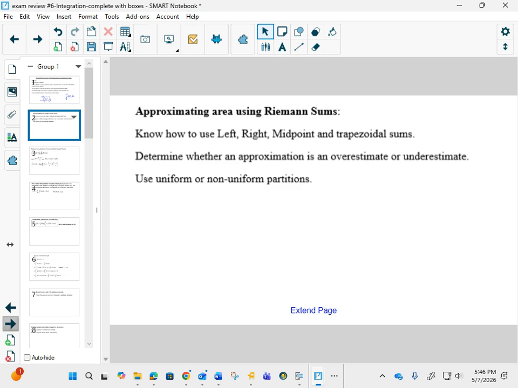Left, right, midpoint, and trapezoidal sums. For the trapezoidal ones, you know that you can find the left and the right and then do the average to get the trapezoidal ones. That's the only way I know how to do it. Sometimes in Riemann sums, the spacing in between things is uniform, meaning it's always the same amount. Sometimes they're not uniform.